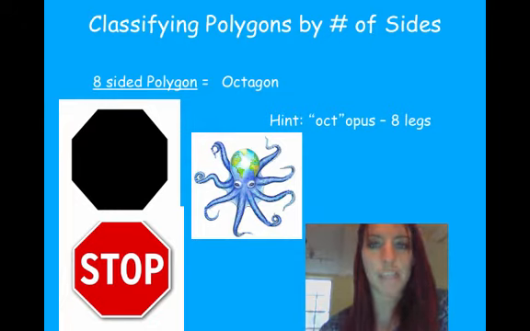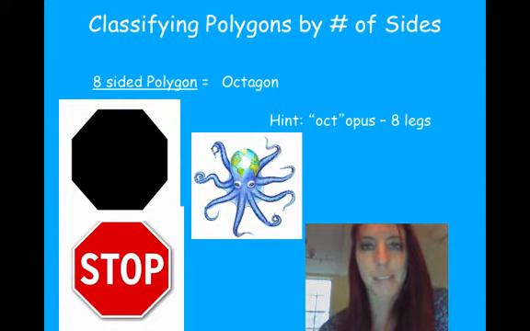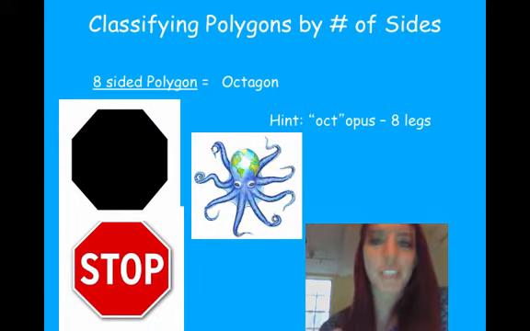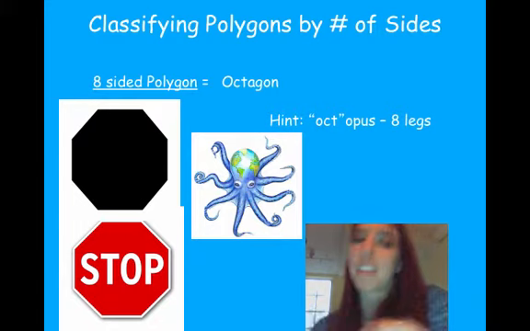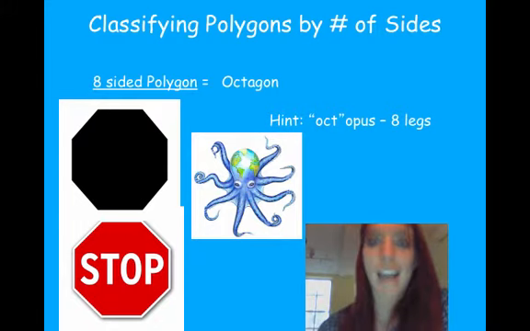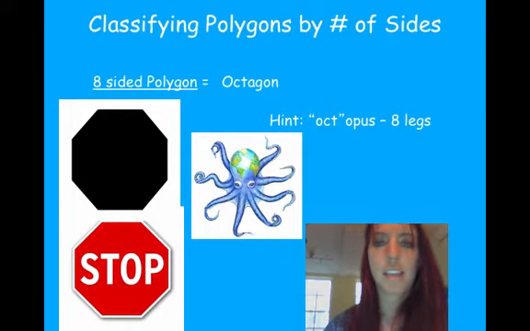So every time you go through a stop sign or you pass a stop sign, you stop at a stop sign. When you're in the car with your parents or adult siblings or whoever's driving, whenever you're the passenger in a car and you go by a stop sign, I want you to think about it being an octagon, okay? To help you remember. Octagon, octopus, stop sign.